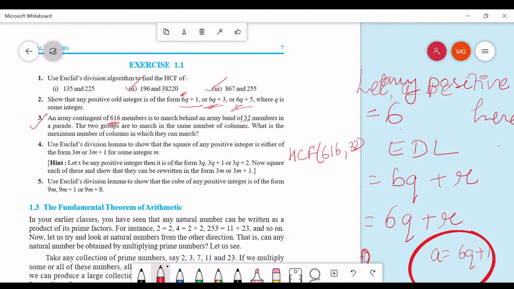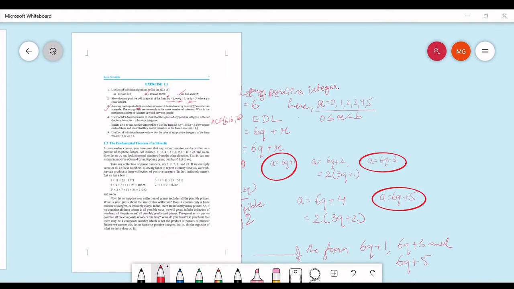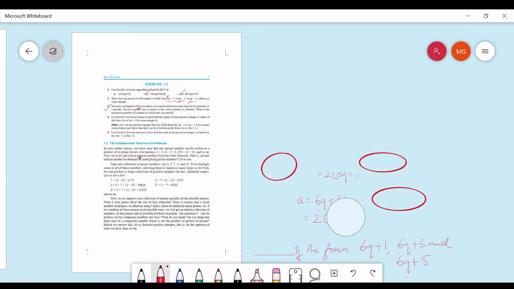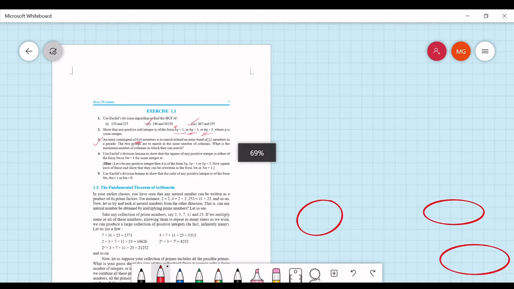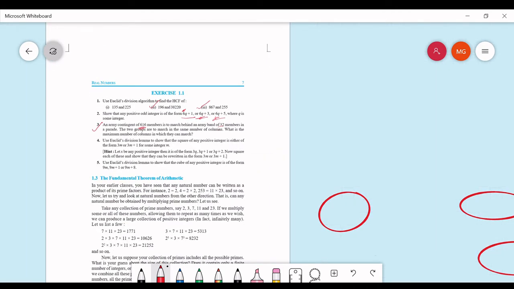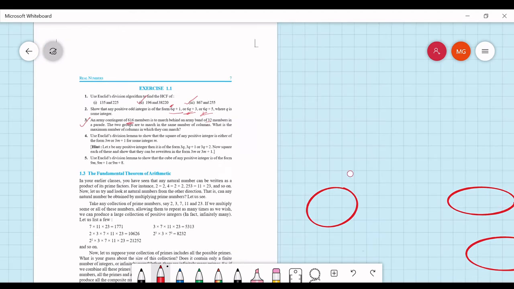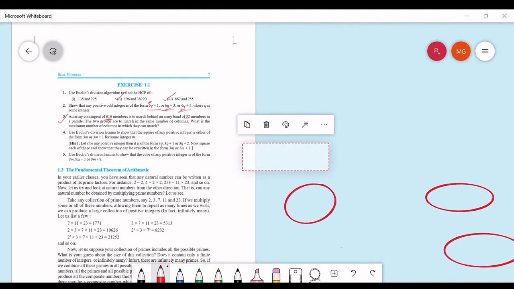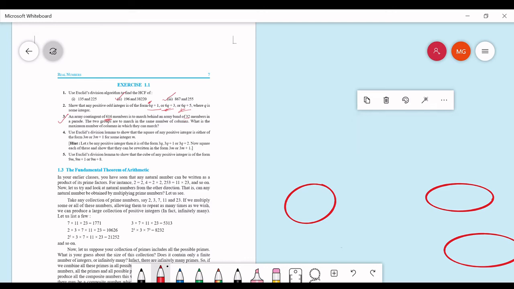Now your next question is question number 4. Question number 4, use Euclid's division lemma to show the square of any positive integer is of the form of 3m or 3m plus 1 for some integer m. Right. So this is similar to the previous question, that is question number 2, but there is a bit of small difference, right? So you can clearly see the hint, I guess. But even if you don't see the hint, you will get to know how to do this question. I will be explaining you right now, right?